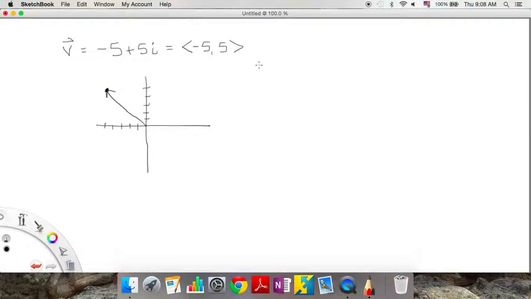Now, to find the length of the vector, it's just our modulus. It's what we were calculating before. So we have the square root of -5 squared plus 5 squared. So that gives us the square root of 25 plus 25, the square root of 50, which is 5 times the square root of 2. So that's how long this vector is. Its magnitude, the modulus of the complex number.